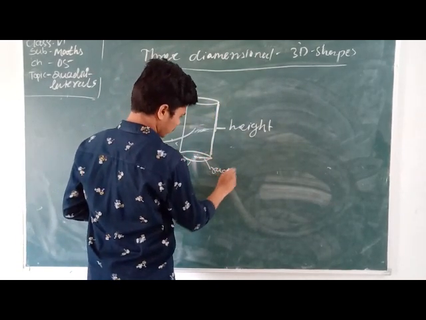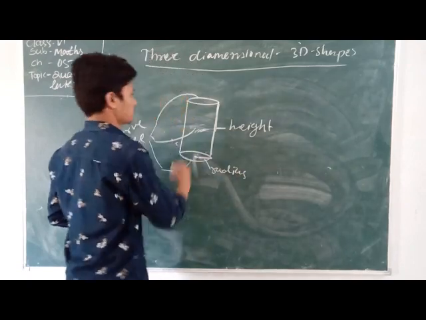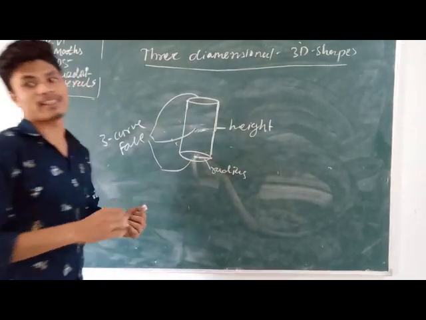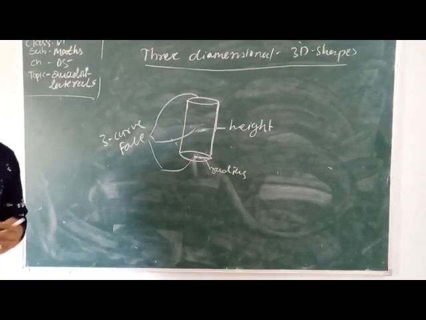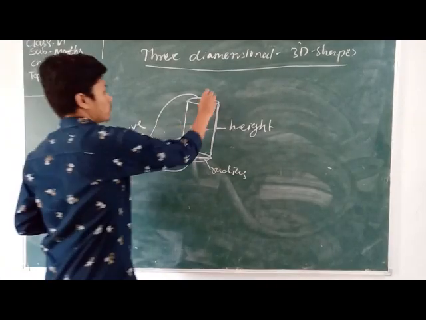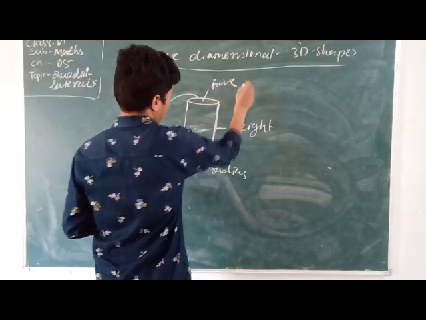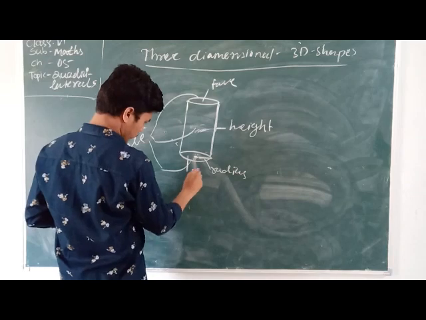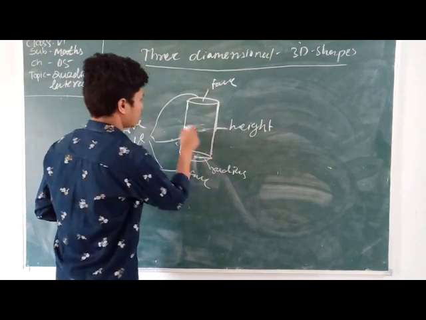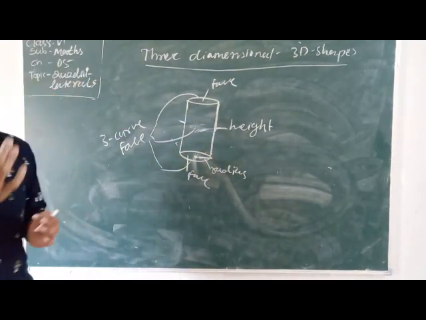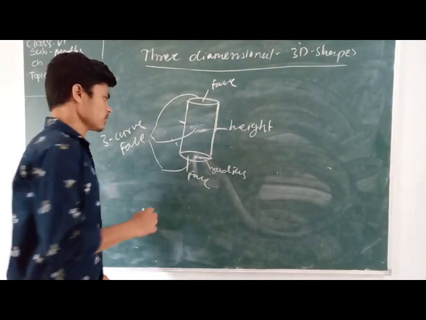Radius, and it has no vertex. It has no vertex, and a face is there. And this one also has one face, and this one also has a face. And the height is on this side. That's it, you know.